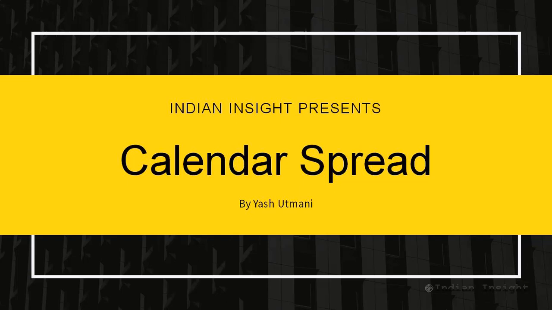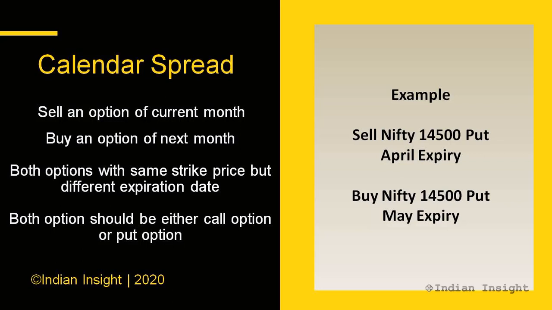Welcome back. In this video, I will discuss the calendar spread. A calendar spread consists of two legs. The first leg is a short option position. This position is usually taken in the current month expiry option. The other leg is a long option position, which is taken for the same strike price as the short option position, but the expiry day for this option is usually in the next month.